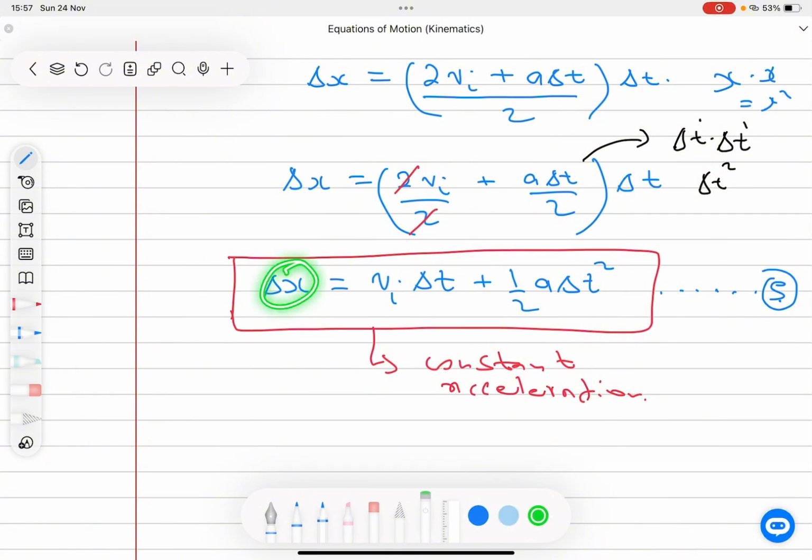This formula defines the displacement of an object at any time change in t in terms of the initial velocity and constant acceleration.